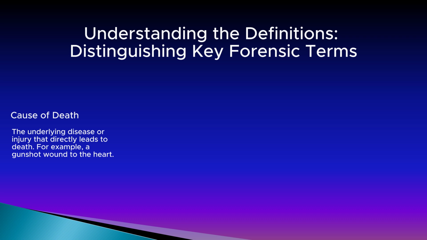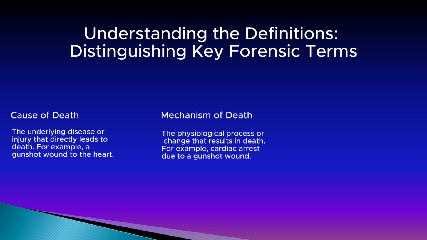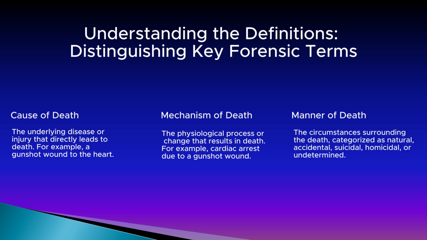For example, a gunshot wound to the heart. Mechanism of death: the physiological process or change that results in death. For example, cardiac arrest due to a gunshot wound. Manner of death: the circumstances surrounding the death, categorized as natural, accidental, suicidal, homicidal, or undetermined.